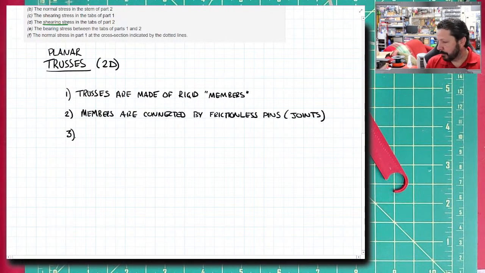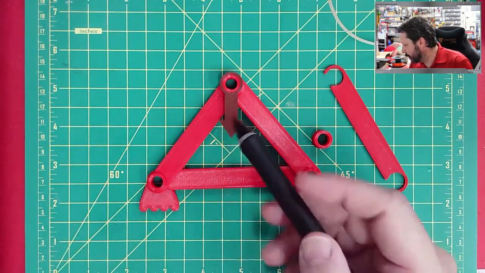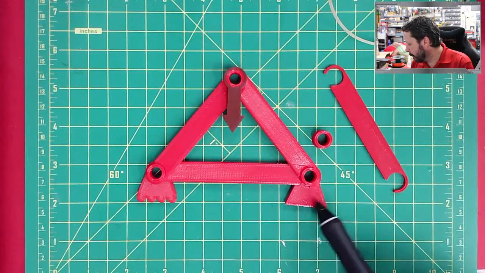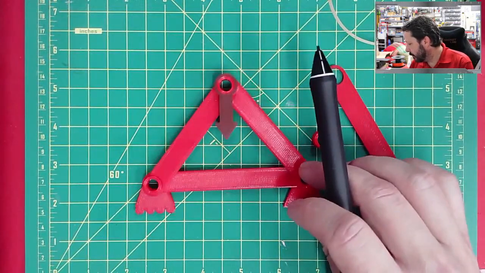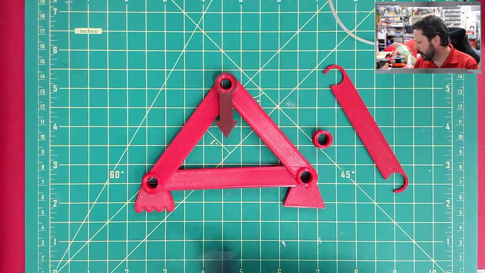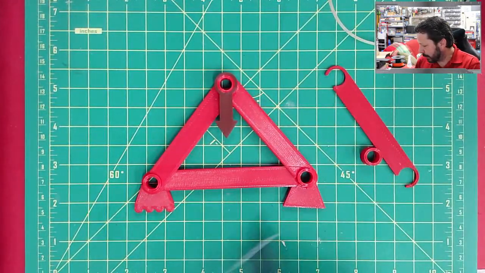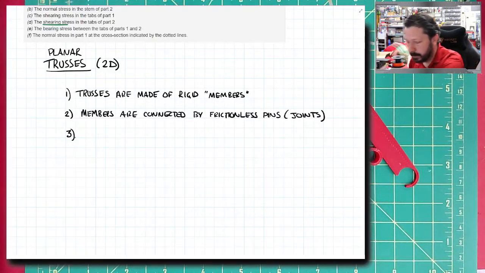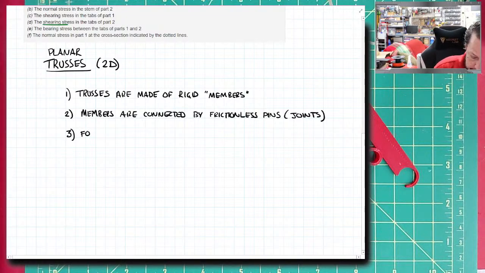Forces. So I'm showing a force here with this little brown arrow, and there would be a force here. This is a roller. This is a pin connection. This is how these two things are modeling how it's connected to the ground. We'll talk more about why a roller and a pin later. But the forces are only applied at the joints.